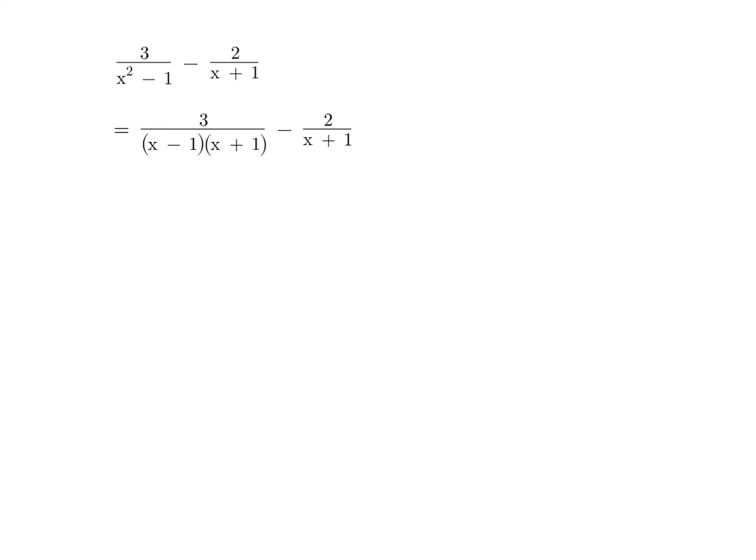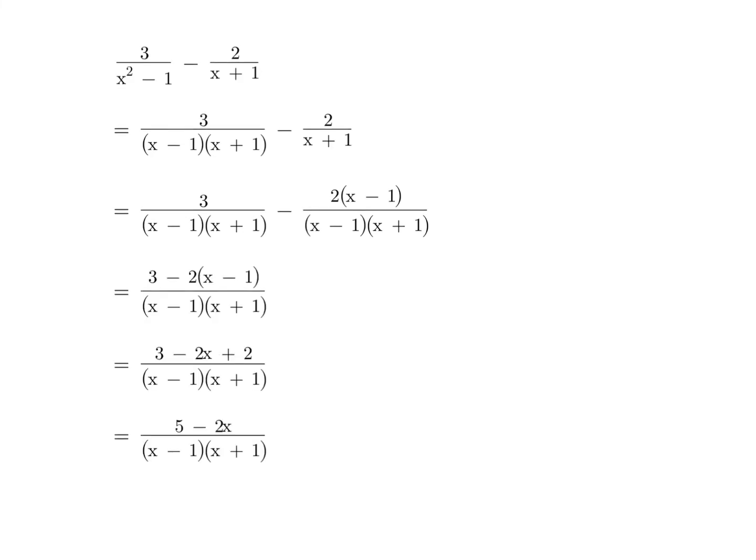Notice that both fractions have an x plus 1. And we only need one of those in our denominator. So our common denominator becomes x minus 1, x plus 1. And our second fraction is missing an x minus 1 off the denominator, so we must also multiply the top by x minus 1. The first fraction stays the same.